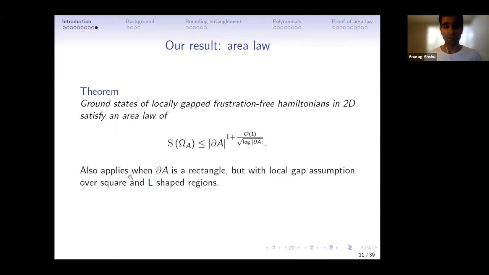As I mentioned, it also applies when the region is a rectangle, but with a small change: the local gap assumption that I told you earlier is not just over a square, but also over some L-shaped regions in the lattice. That's why I skipped talking about this for this talk.